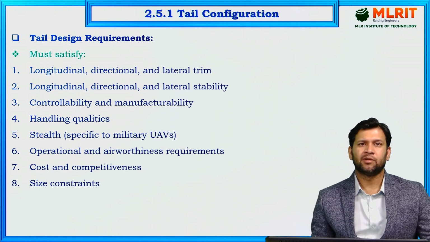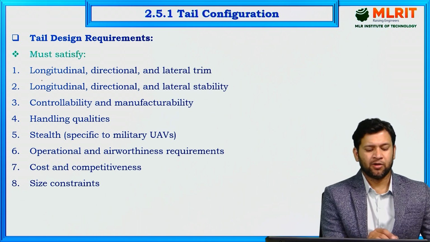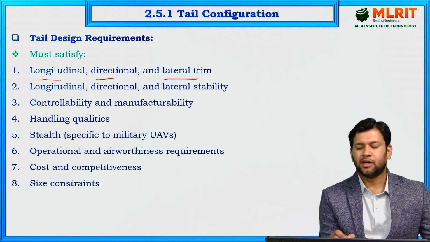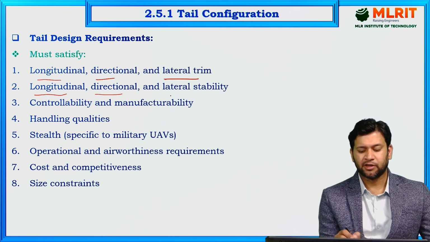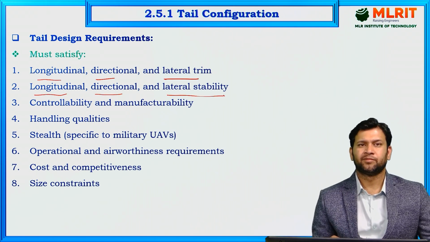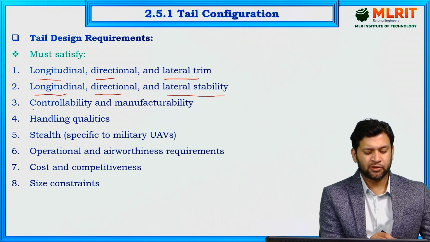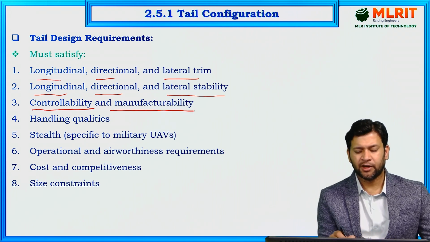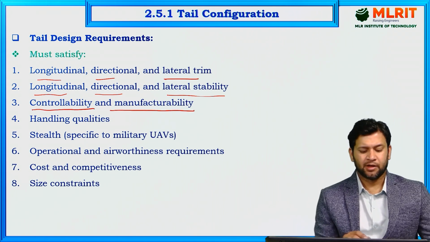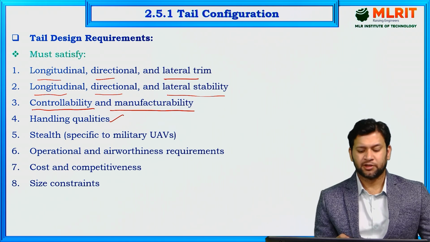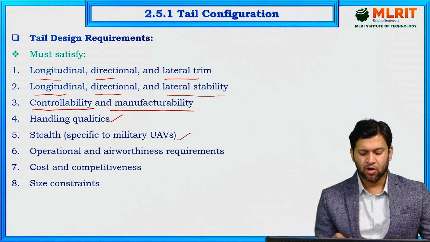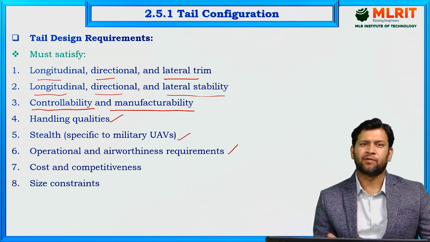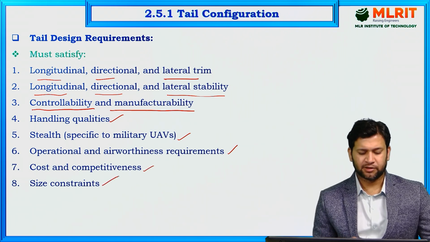Tail design requirements must satisfy longitudinal, directional, and lateral trims, longitudinal, directional, and lateral stability. It should also satisfy controllability and manufacturability, handling qualities, stealth if it is a military based unmanned air vehicle, operational and airworthiness requirements, cost competitiveness, and size constraints.